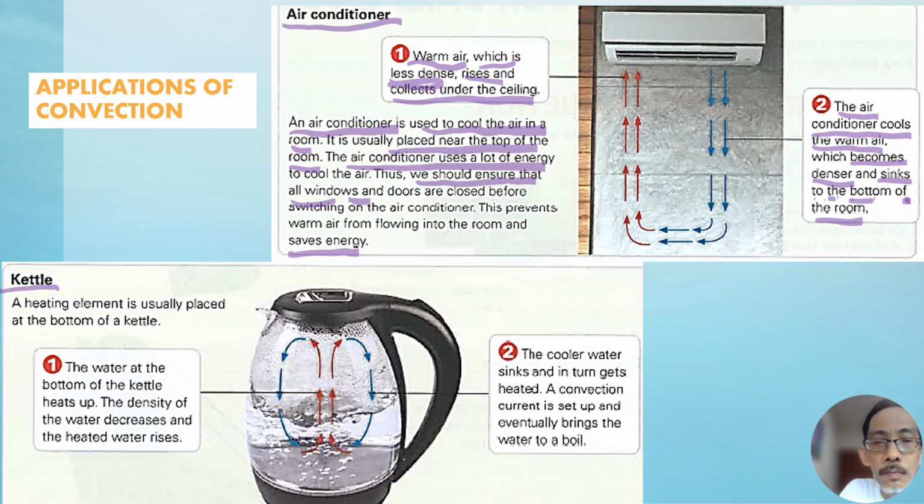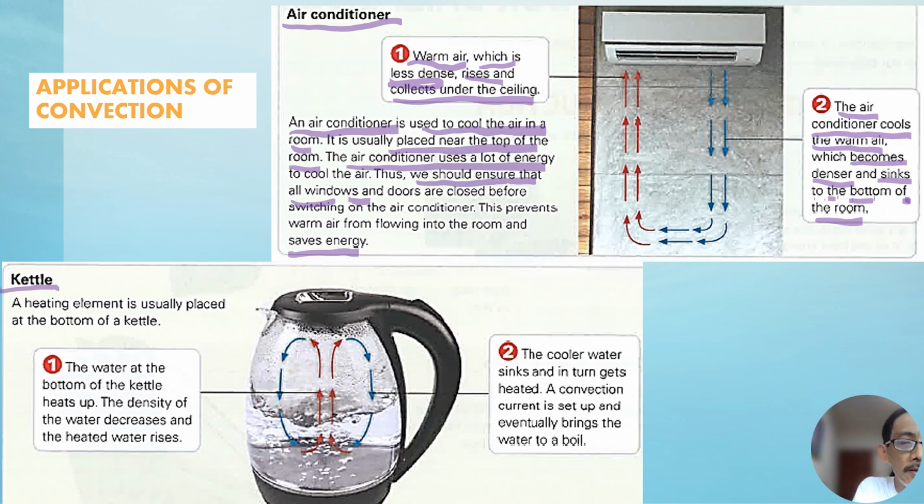Okay, but the understanding is that cooler, denser fluid, which is a gas or liquid, will always sink, and warmer gas or liquid will rise up. Right, and in that process, convection will take place. Okay, we look at another example now. Kettle.